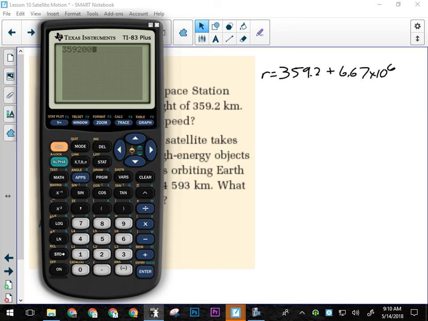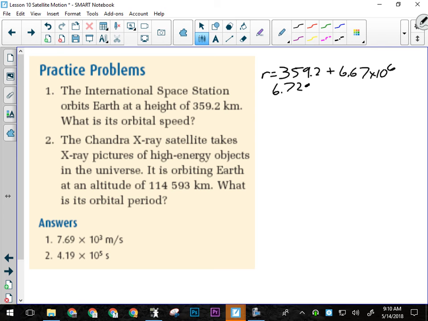Okay, so there's our radius in kilometers plus 6.6... Whoops, I didn't put brackets around that. 0.37. All right, so there's our orbital radius, 6.7292 times 10 to the 6 meters.